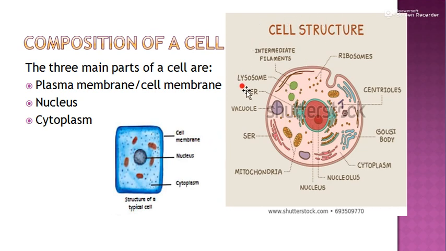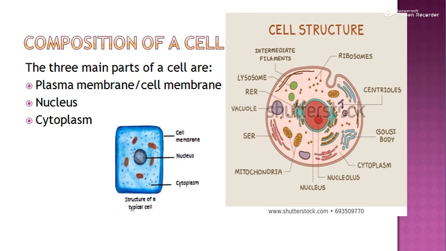Or you can see a complex diagram of a cell in which a lot of labelings are there, that we will discuss again later. So a cell contains these three main parts, but each and every part performs different functions. So let's discuss the different parts of a cell.